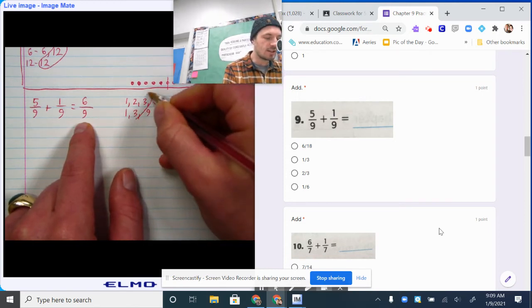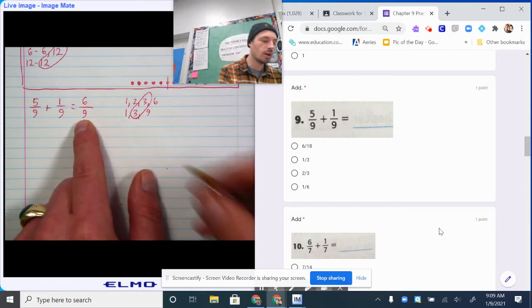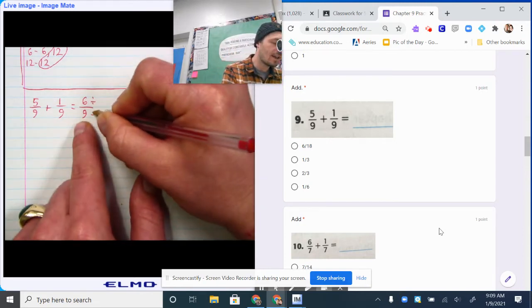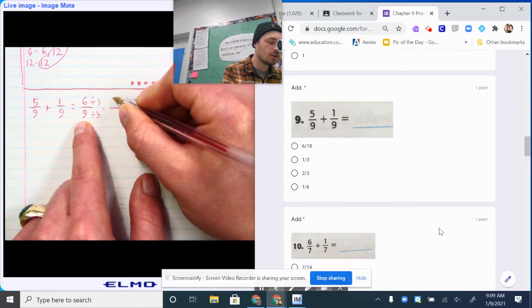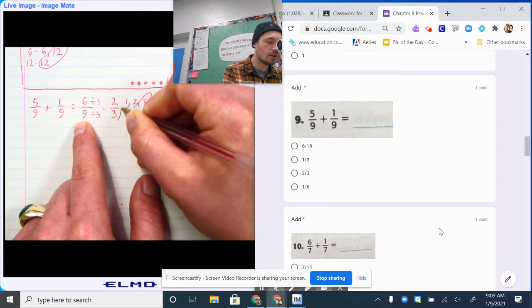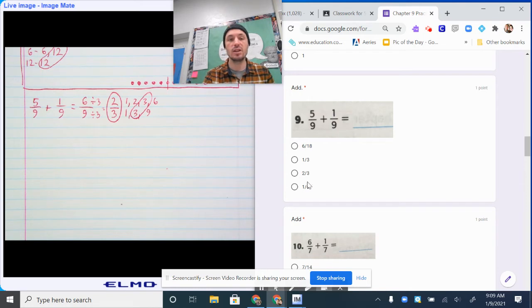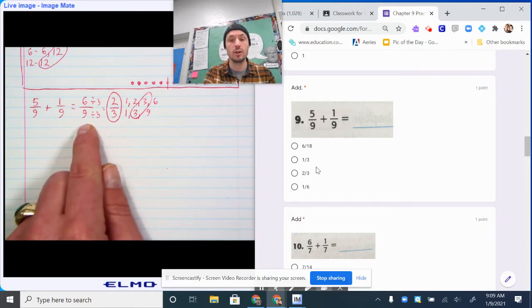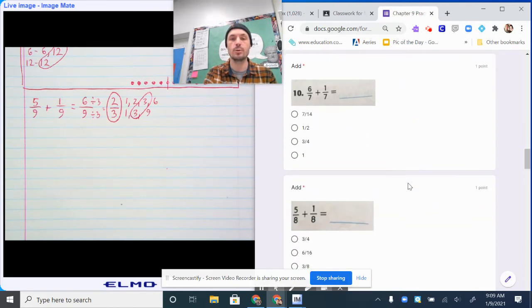We can see the GCF is 3, so it does need to be simplified because it has a GCF greater than 1. We divide the numerator and denominator by that GCF. 6 divided by 3 is 2. 9 divided by 3 is 3. So the answer is 2/3. Notice 6/9 isn't even here as an available answer. And so that's always a good hint that you do have to simplify it if your answer isn't even here. The answer is 2/3. 5/9 plus 1/9, put in simplest form, is 2/3.